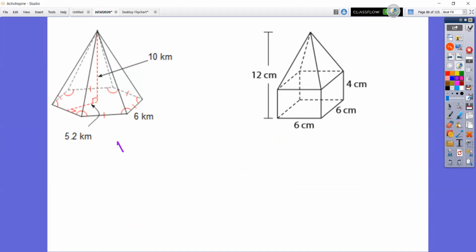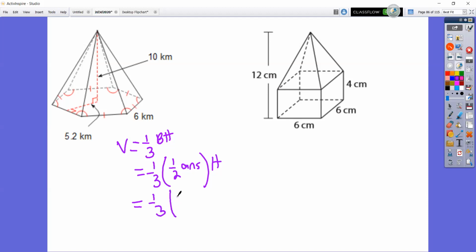This one, hexagonal pyramid, 1/3 base area times height. So it's 1/3. Now the base is shaped like a regular polygon. So 1/2 ANS is what I would use for the area of the base. Now, fortunately, they were very nice. They gave us the apothem. The apothem is 5.2. Okay, N is 6 because it is a hexagon, 6 sides. And the length of each side is also 6. The height of the solid, they gave it to me as 10.